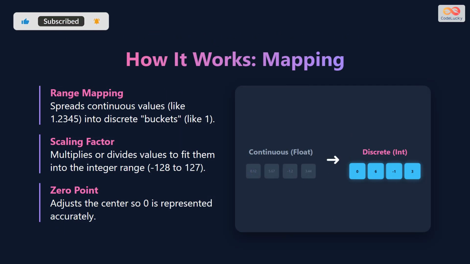How do we turn a complex decimal number into a simple integer? We use mapping. Imagine a continuous curve of numbers. We place a grid over it and snap every value to the nearest line on the grid. We use a scaling factor to fit the wide range of decimal numbers into a limited range of integers, essentially grouping similar values into the same bucket.